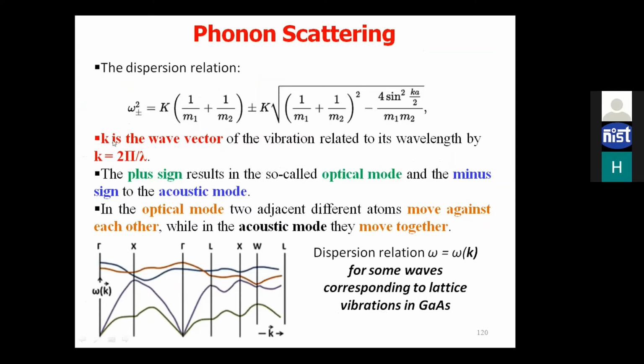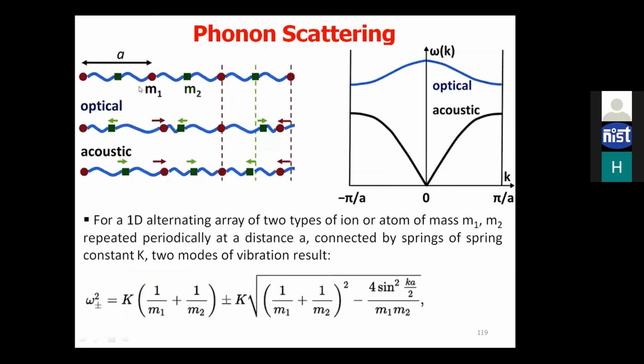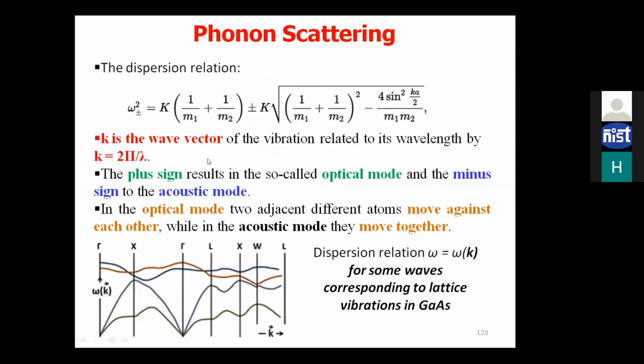Here k is the wave vector of the vibration, which is related to wavelength, that is 2 pi by lambda. In the optical mode, two adjacent different atoms move against each other, which I have shown you here. Whereas in the acoustic mode, the two atoms move in the same direction. So here I have shown the optical and acoustic phonons generated.